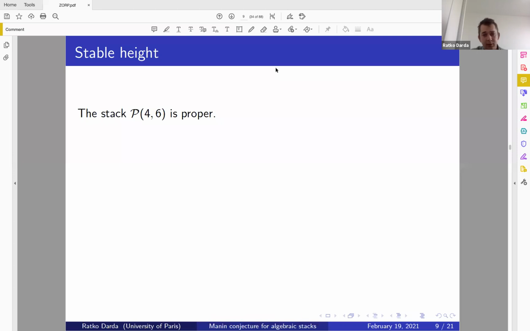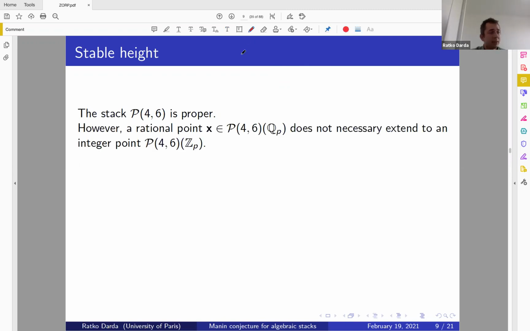Now we have understood the metrics on line bundles, and let us try to define heights. This stack P46 is proper. I'm not going to say what properness is. Really, we'll see in a minute what the valuative criterion for properness is. But it's not really as one would take the valuative criterion for properness of stacks. Namely, you have rational points of this stack which do not extend to integer points.